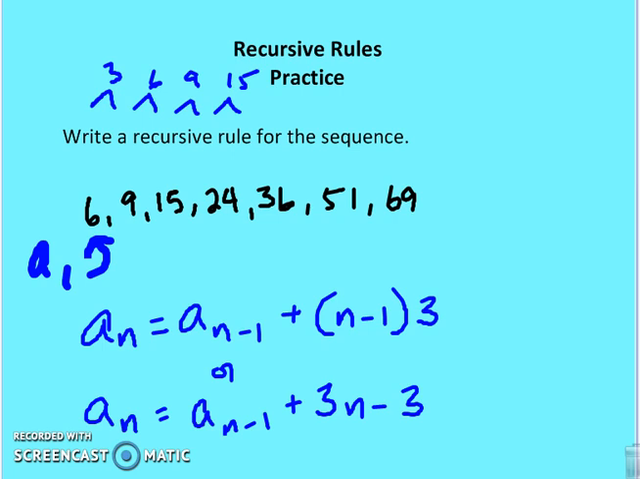So I have differences 3, 6, 9, 15. I can see that the difference is going up in increments of 3, and then I can relate that to the prior term. So every term I go up by a difference of 3. So a sub n is equal to a sub n minus 1 plus n minus 1 times 3, which is okay for my classes to express it that way, but for most other teachers, you want a sub n is equal to a sub n minus 1 plus 3n minus 3 to simplify and distribute the 3.